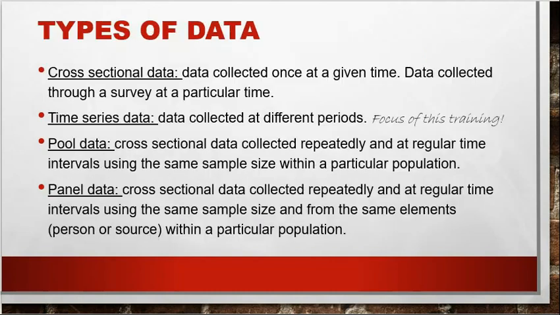Now, the types of data. Basically, I want to show you the four major types of data. The first one is cross-sectional data. Cross-sectional data is basically data collected at a given time. Data collected through survey at a particular time.